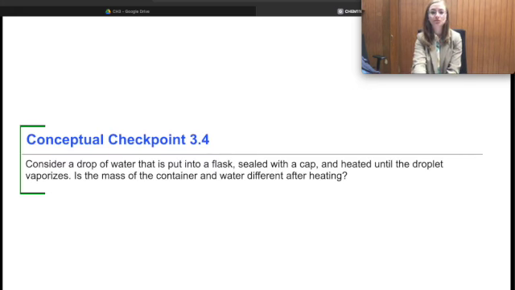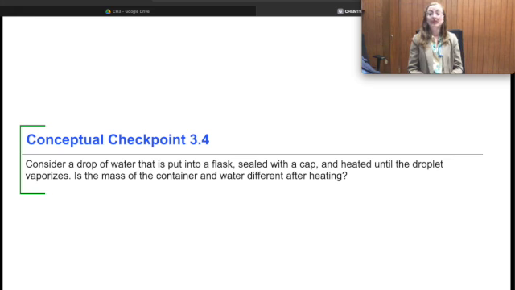So we have one last conceptual checkpoint to look through here. If we have a drop of water, we put it into our flask, we seal our flask nice and tight, and we heat that droplet so that it goes from liquid to gas. Is the mass of that container and water together going to be different after heating, or will it be the same? So go ahead and pause, think about it for just a few seconds yourself, and then come back to me and I will let you know.